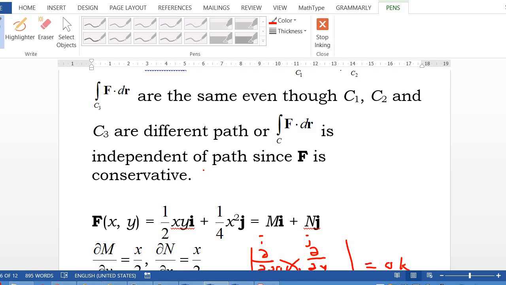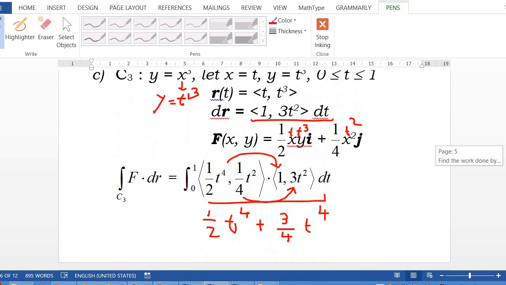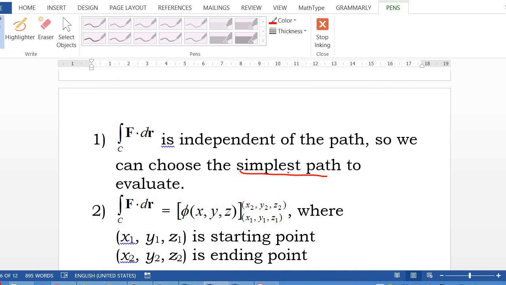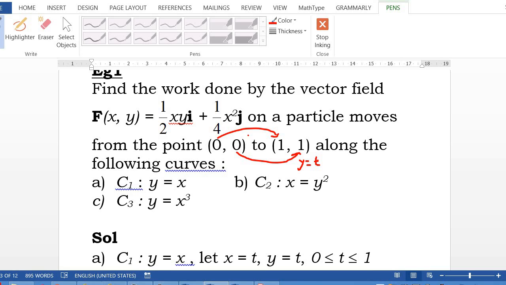As long as you have the same starting and ending point, it doesn't matter which path you use, they give you the same answer. And as what we said just now, if F is conservative, then we have two ways to evaluate the line integral. It's either you just use the simplest path or you use the potential function. Example one, because F is conservative, you either use the potential function to evaluate the line integral, or you can use the simplest path. Say A, B, C here, I will use y equal to x, because this is the easiest path to evaluate your line integral.